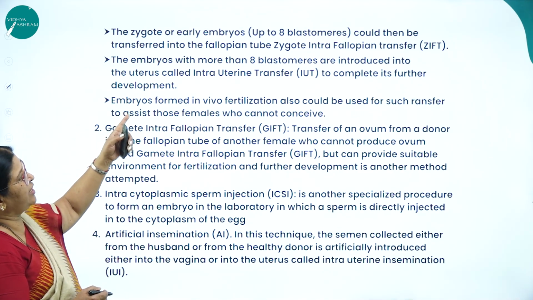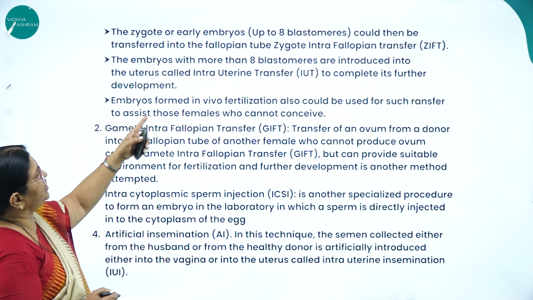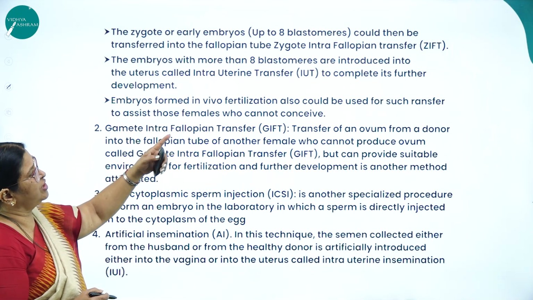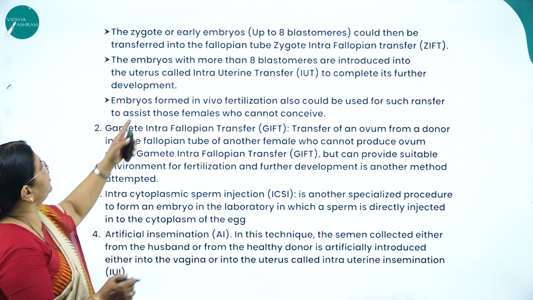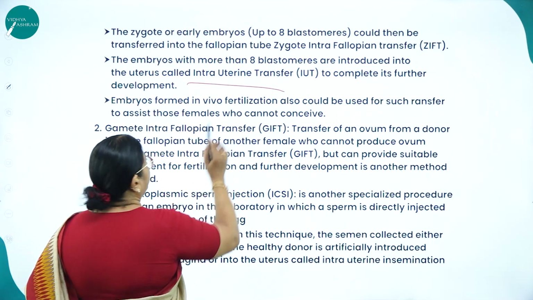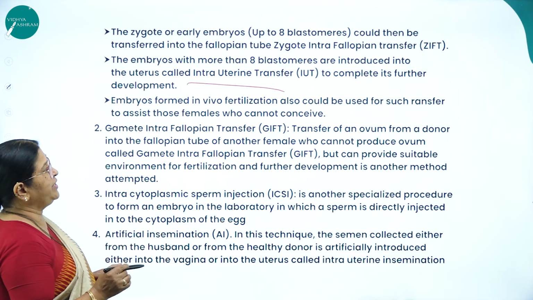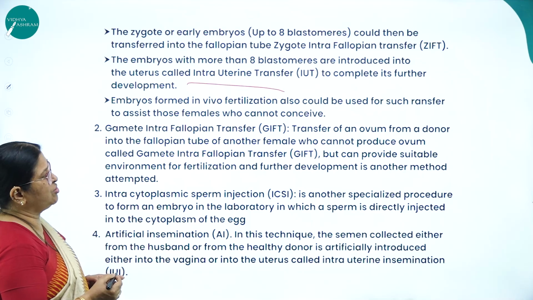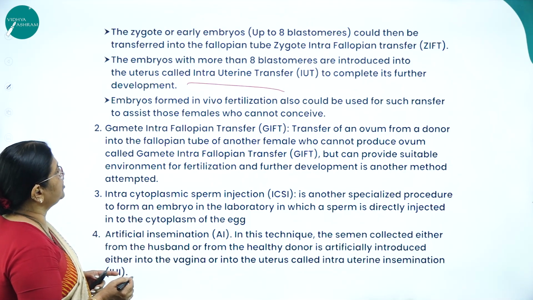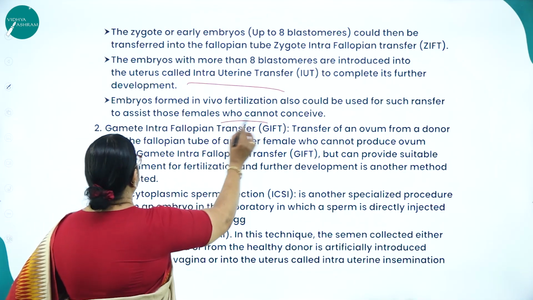The zygote or early embryos could then be transferred into the fallopian tube, which is called as what? ZIFT. Then the embryos with more than 8 blastomeres are introduced into the uterus, called IUT, that is intrauterine transfer, to complete its further development. Embryos formed in vivo fertilization also can be used for such transfer to assist those females who cannot conceive.